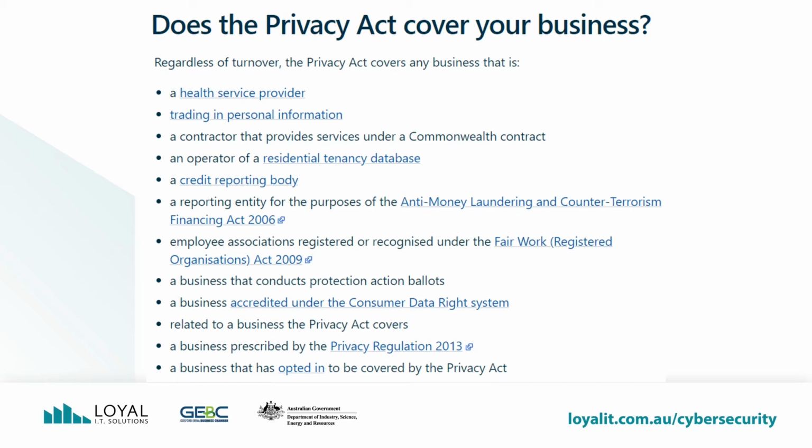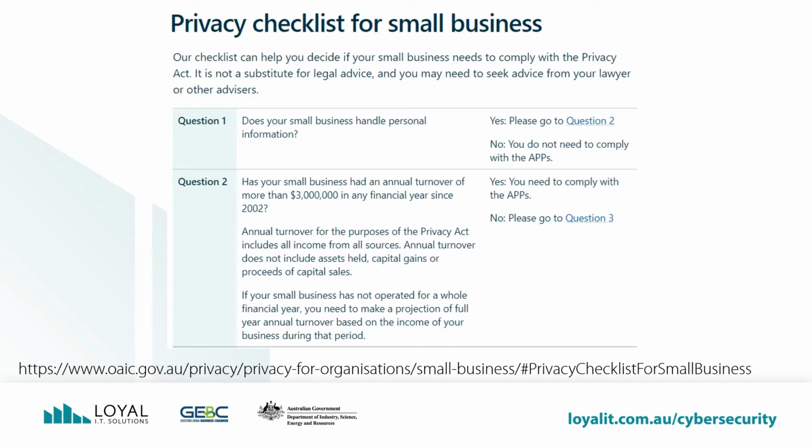A business that has opted in to be covered by the Privacy Act. If you are still unsure, this is the privacy checklist for small business. It is a handy questionnaire to determine if your business qualifies to comply with the Privacy Act. There are 15 questions. Your IT provider can't tell you if you need to comply or not. If you can't tell if you need to comply by the end of the checklist, you'll need to consult your legal team.